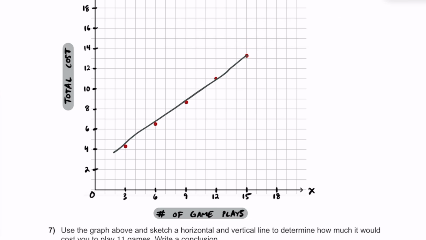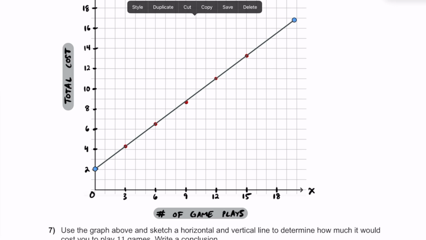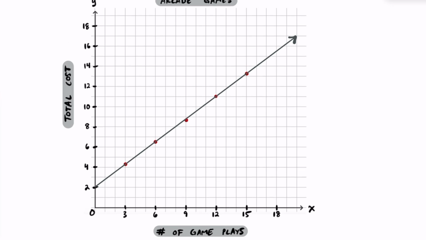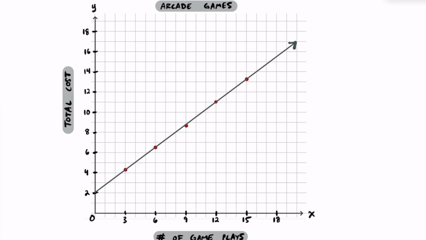Now let's go ahead and just draw a straight line through these the best we can. You can use a ruler. Notice it does hit this y value of 2, which kind of makes sense. If you don't play at all, you still have to pay $2 to get that card, right? So that hopefully makes sense. And you can extend this line as well and say this is going to go on forever in this direction here. You can keep on playing if you'd like. So this right here would be our graph for this linear equation.